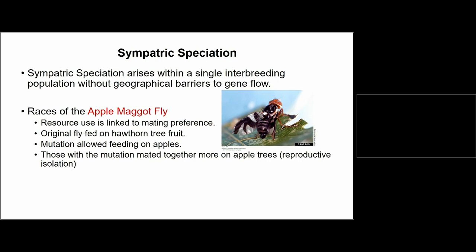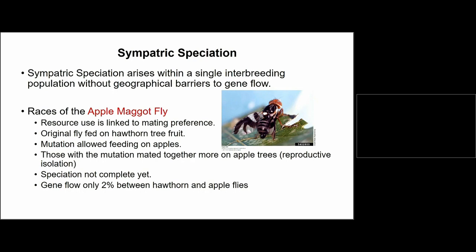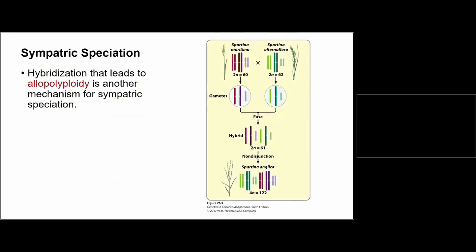Now that we have these two groups mating within themselves, they continue to accumulate mutations and changes that make them more suited to their specific kind of tree. Speciation is not yet complete in this case because we still have some mating between these two groups. So speciation in many cases is a process, and they're pretty isolated, but not completely. Does that make sense? Pretty cool, right? Another example of how sympatric speciation can happen.